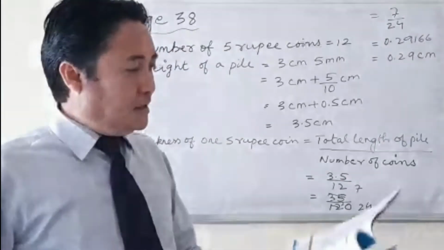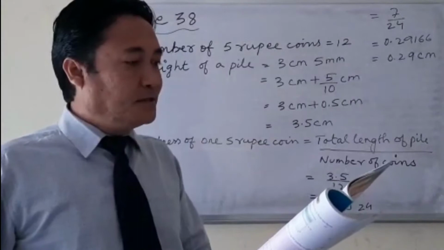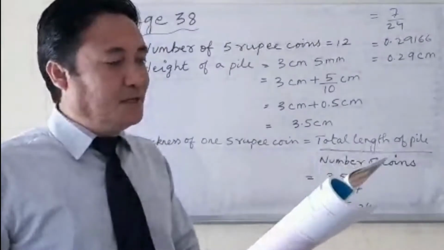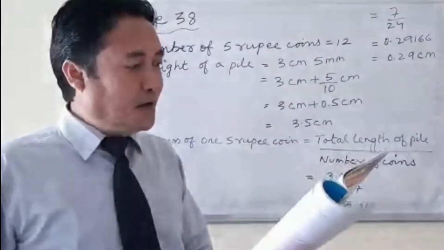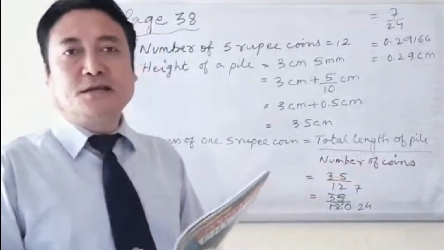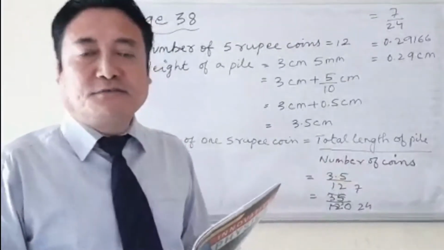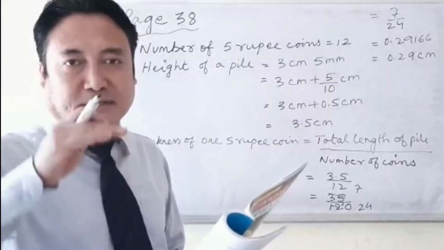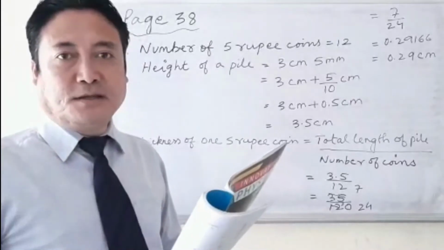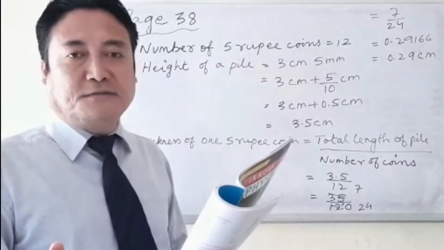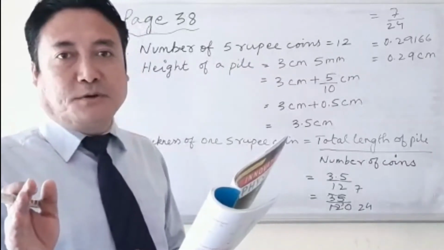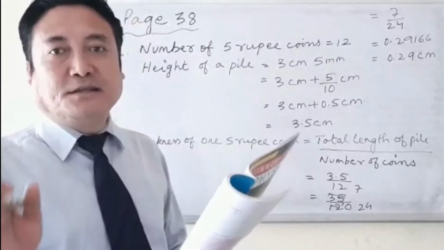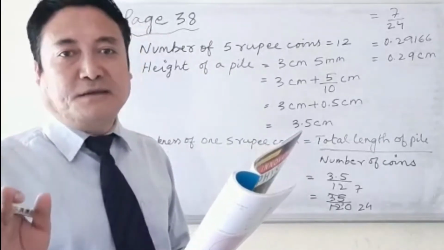Question number 1 is: 1,500 rupee coins are piled up. If the height of the pile is 3 cm 5 mm, find the thickness of one 5-rupee coin. The question is like this: there are 1,500 rupee coins piled up, which means they are stacked one after another, and the height of that pile is 3 cm 5 mm. You have to find the thickness of one 5-rupee coin.